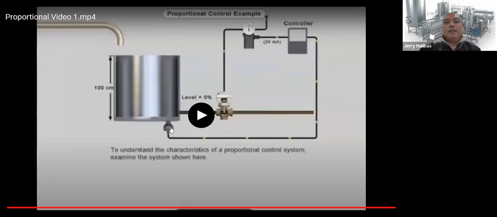Okay guys, you noticed that it was demonstrated that if the proportional gain is set to 2, the set point is set to 60. When you multiply that by 2, it becomes 120, or 120%.